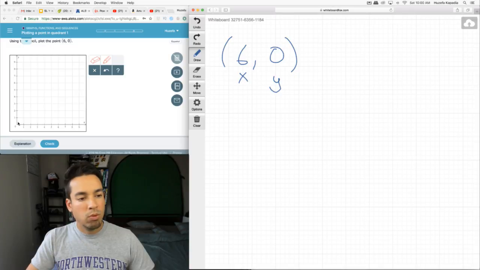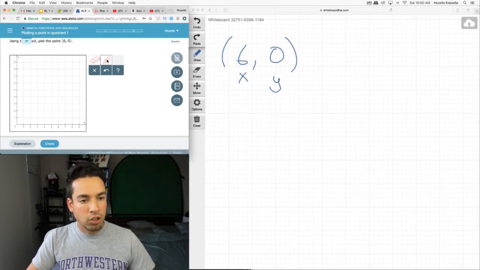So when we want to plot a point, we want to think we're starting at 0, 0, which is the origin. And first, the x coordinate tells us how far we go on the x-axis. So we go 6, so we find the 6 point, and it's right here. All right. And then this value tells us how much we go up along the y-axis, right? So we've kind of gone to the right by 6, but it's 0, so we don't go anywhere. So our point is actually right here, and that is 6, 0. It's right on the x-axis.